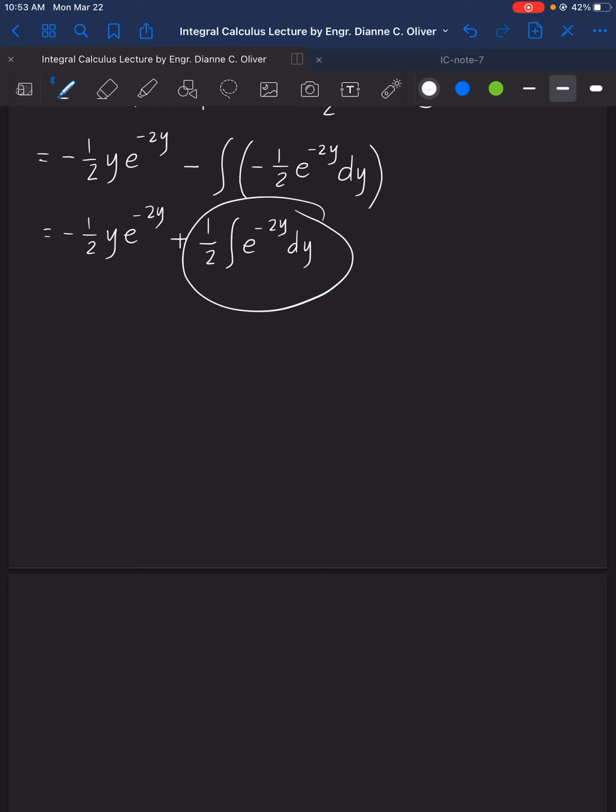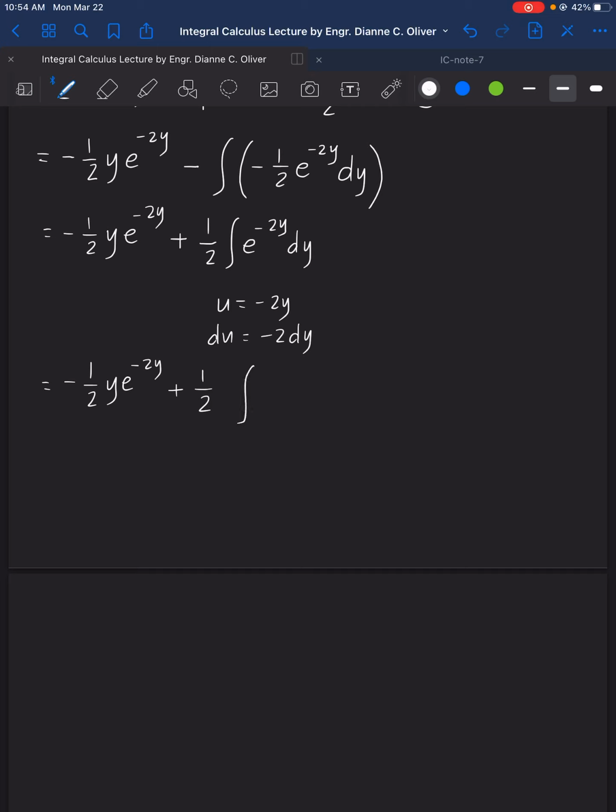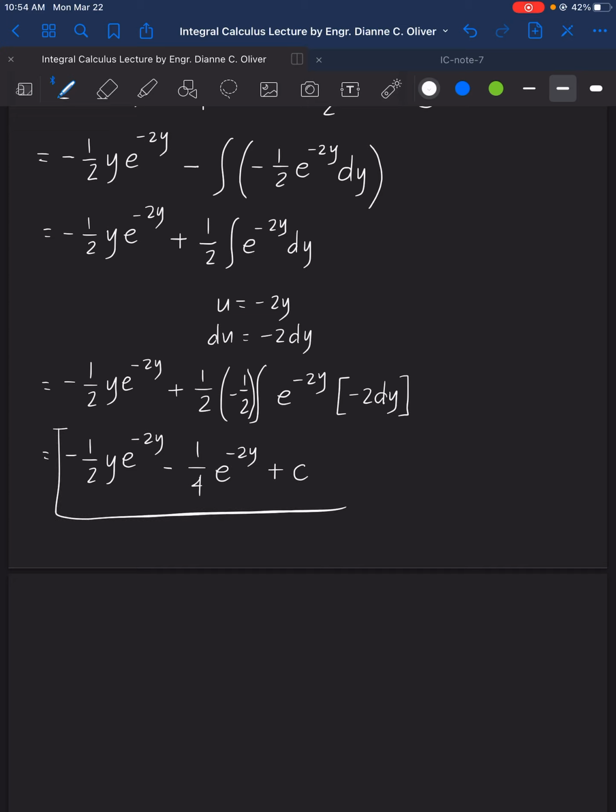So we can now integrate this part here using the exponential function. So we now have u is equal to negative 2y, du is equal to negative 2 dy. So that's equal to negative 1/2 y e raised to negative 2y plus 1/2 integral of e raised to negative 2y, we have here negative 2 dy. Then to compensate, we will put here negative 1/2. Therefore, we have negative 1/2 y e raised to negative 2y minus 1/4 of e raised to negative 2y plus c. So we can have this as the answer.